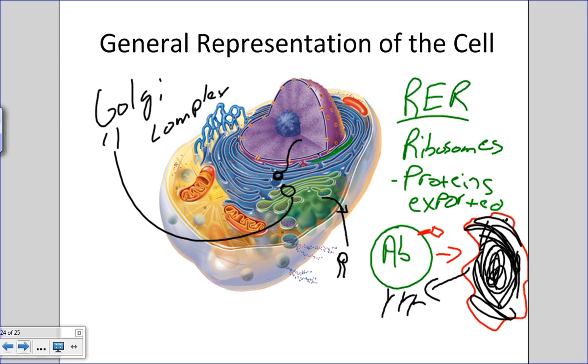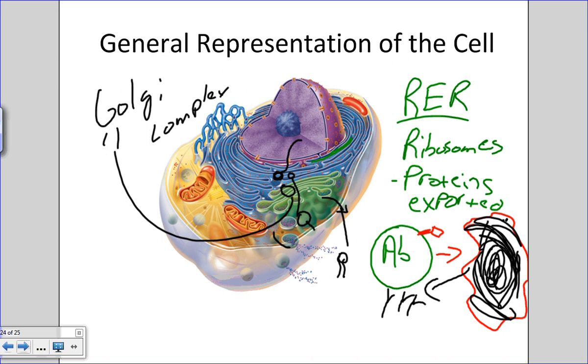So basically what's going to happen is we develop these proteins in the rough ER, and then they'll migrate and pass through the Golgi complex, and then they'll be in these vesicles. And remember we talked about exocytosis in the previous lecture, and these vesicles are going to fuse with the plasma membrane, as you can see going on here.